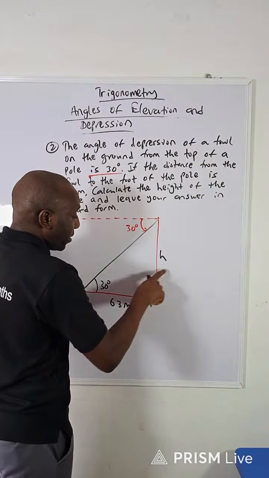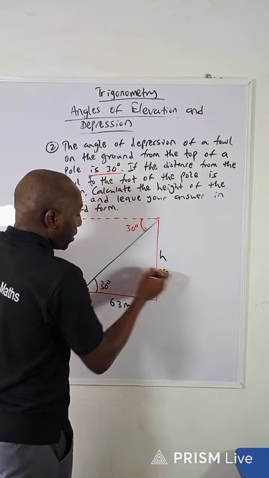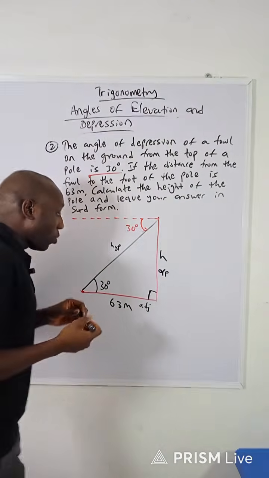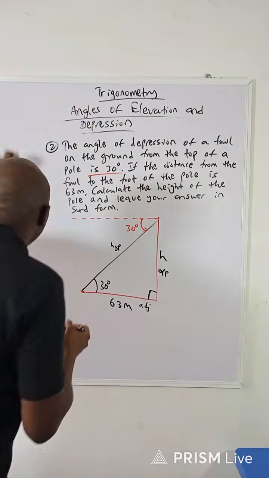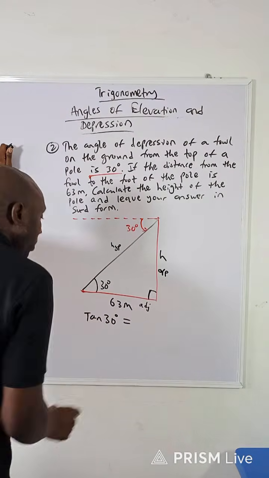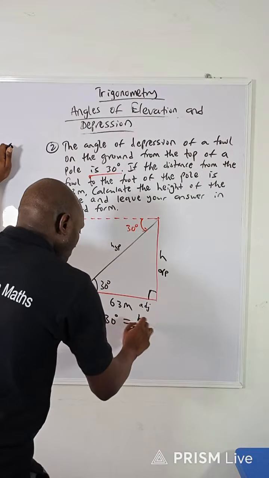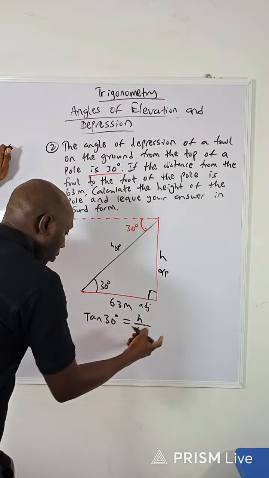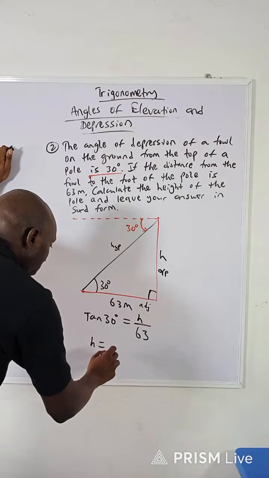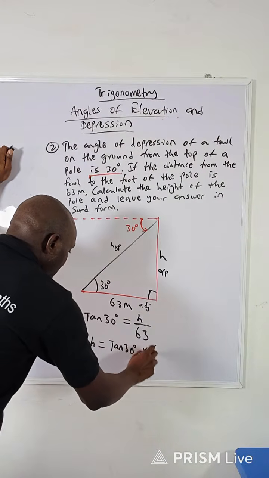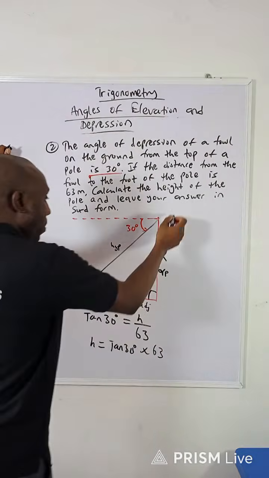The angle is here. This is the opposite facing the angle, this is the hypotenuse, and this is the adjacent. So we're going to use tan again. Tan is so popular for questions like this. So tan 30 degrees is equal to opposite over adjacent, that's h over 63. When you cross multiply, h is equal to tan 30 degrees times 63.